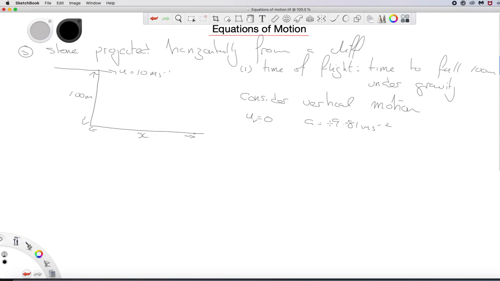And we want to know the time to fall 100 meters. Now, of course, you could say acceleration is negative because it's becoming more and more negative velocity as it falls, and therefore the displacement is also negative. So both of these would be negative, or in my scenario, I've decided I'm going to call them positive because it doesn't make any difference to me because they're either both positive or both negative.